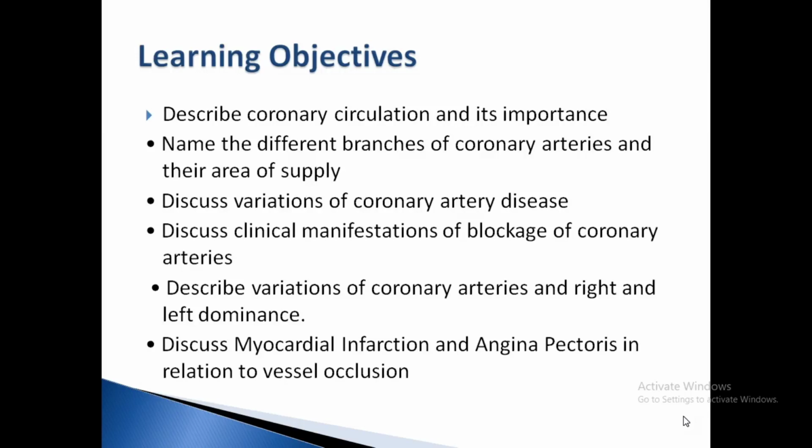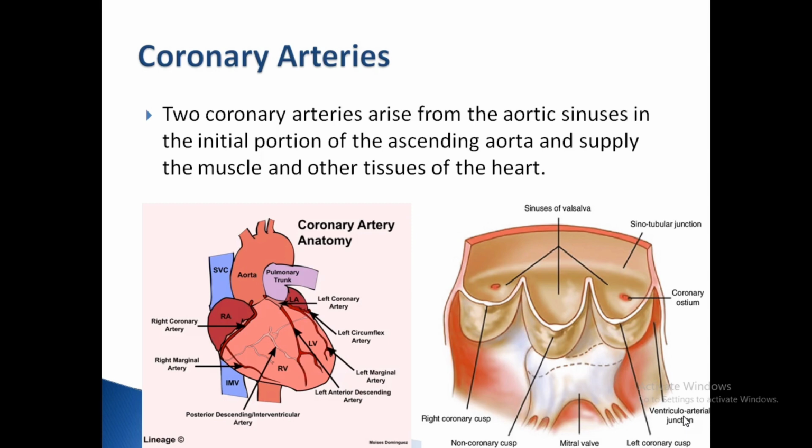Learning objectives: to describe coronary circulation and its importance, name the different branches of coronary arteries and their area of supply, discuss variations of coronary artery disease, discuss clinical manifestations of blockage of coronary arteries, describe the variations of coronary arteries and the right and left dominance, and discuss myocardial infarction and angina pectoris in relation to vessel occlusion.